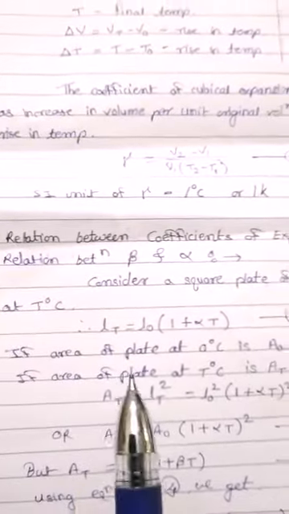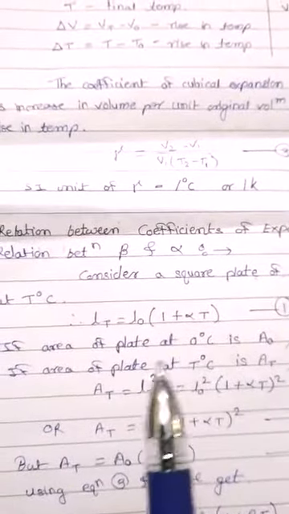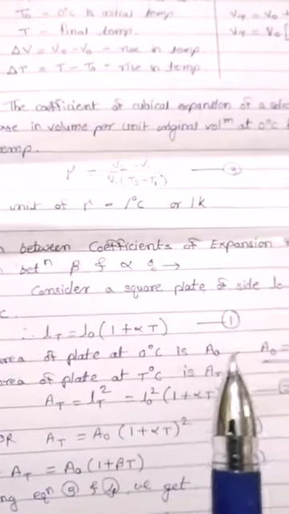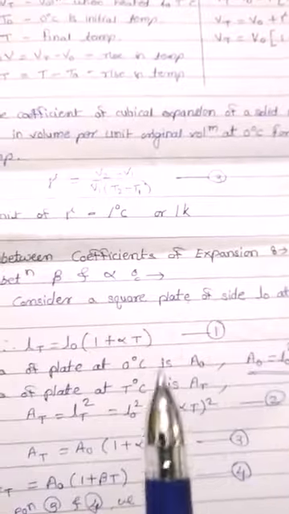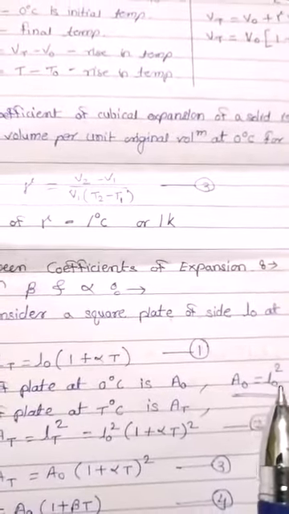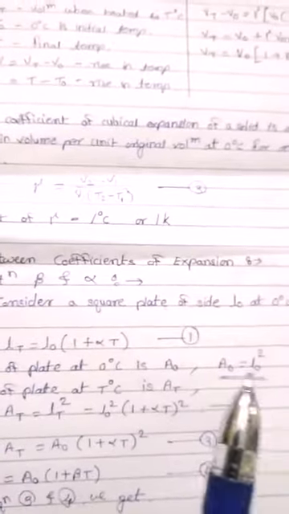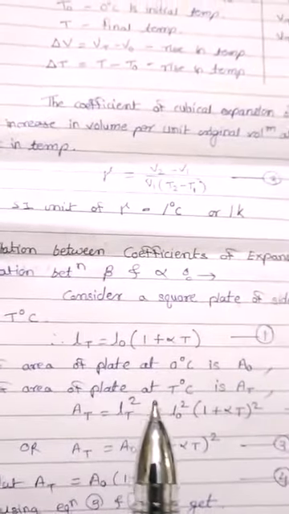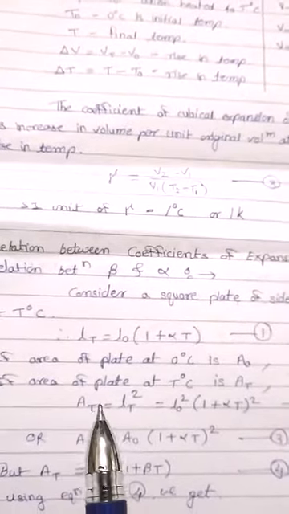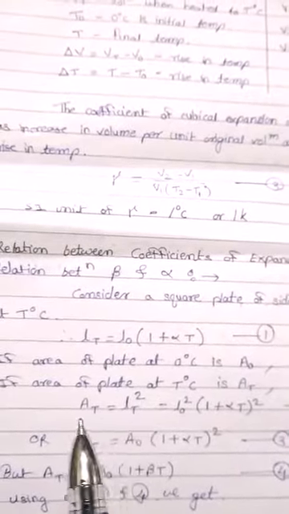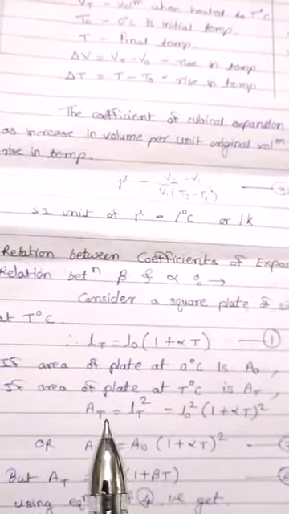If the area of the plate at 0 degrees Celsius is A0, then A0 is equal to L0 square, because the plate is a square plate and the area of a square is L square. So A0 is equal to L0 square. If the area of the plate at T degrees Celsius is AT, then AT is equal to LT square, because that is the area at T degrees Celsius.